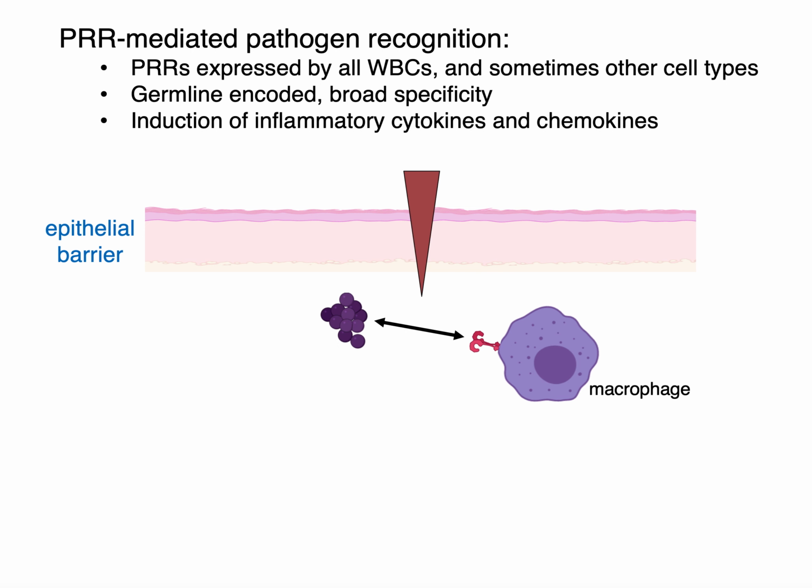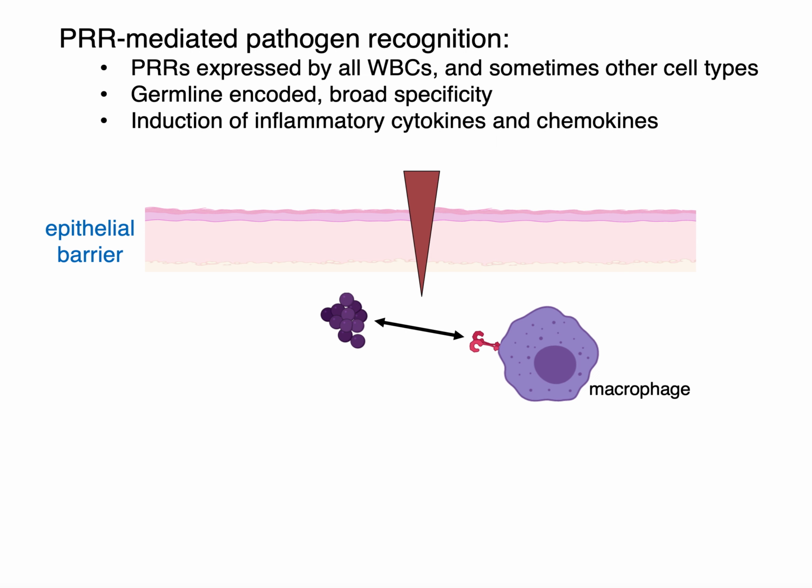When these pattern recognition receptors are triggered, they can induce an inflammatory response. It's important to note that all of these pattern recognition receptors are encoded in the germline DNA, meaning that we can't have an infinite number of these receptors. And so the strategy of the innate immune system is to have these receptors that are broadly specific.